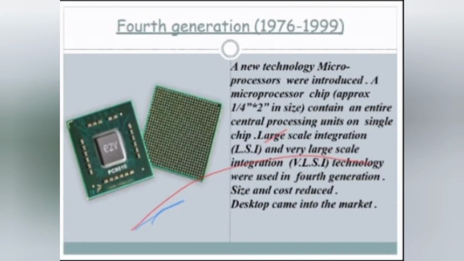And the next point starts with the fourth generation of computers, from 1976 to 1999. This period of computers was there. You can see in the description that a new technology, the microprocessor, was introduced in this era, and you can see in the images how the computers looked in that era.